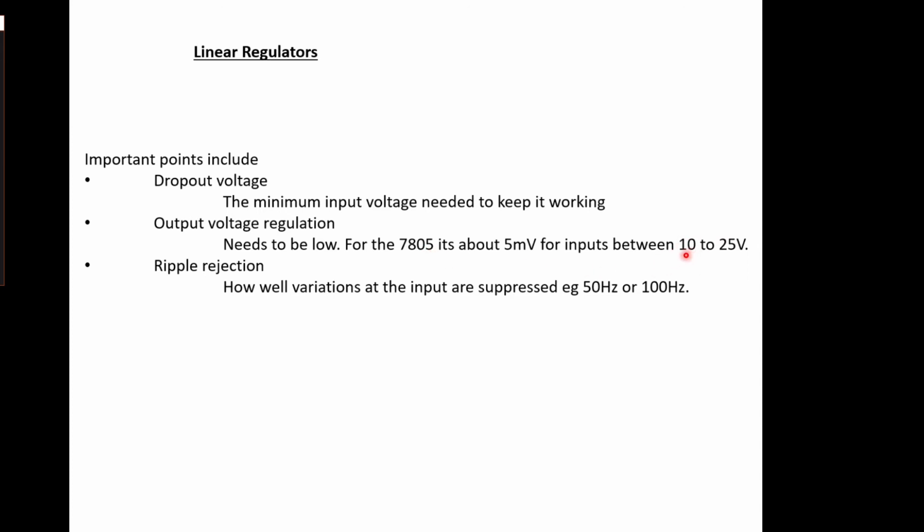And then ripple rejection, how well variations at the input are suppressed. If you've got a 50 Hz ripple coming in, we don't want to see a 50 Hz ripple on the output, so there's got to be a certain amount of suppression, ripple rejection, going on. These are numbers that you'll see on the data sheets, but for a linear regulator, they're usually pretty good now.